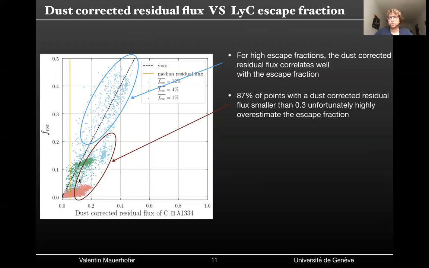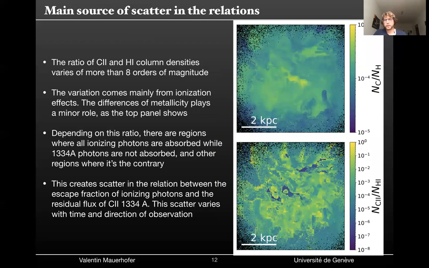I want now to show the main source of scatter here and the difficulty of using absorption lines to predict the escape fraction. It's due to the distribution of C2 and H1 in the galaxy. So I found out that in the simulation, it's not so true that the C2 lives in the same places as H1. You can see here first, in the bottom image, the ratio of the C2 column density over the H1 column density. There is a huge variation going from 10 to the minus 8 to around 1.